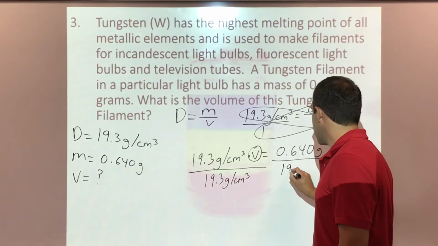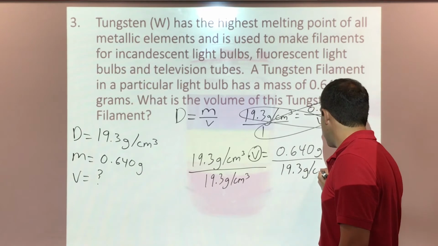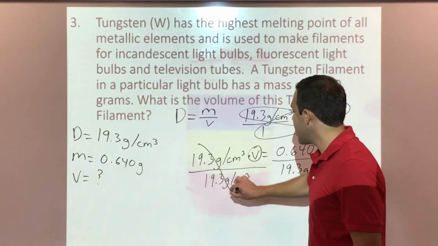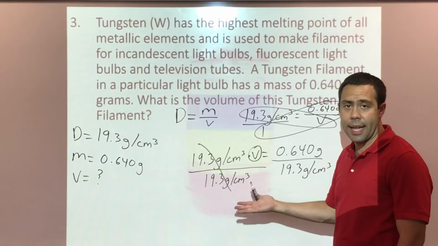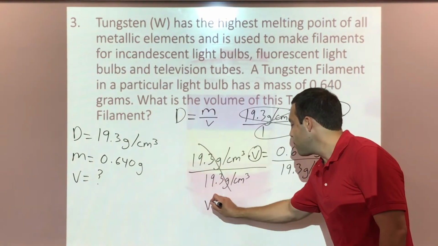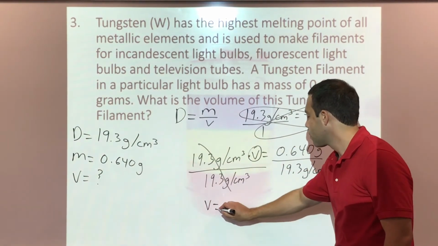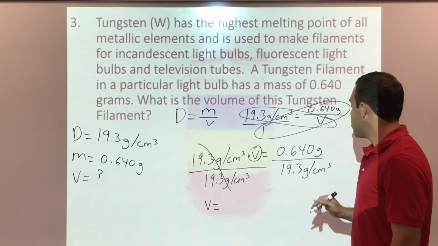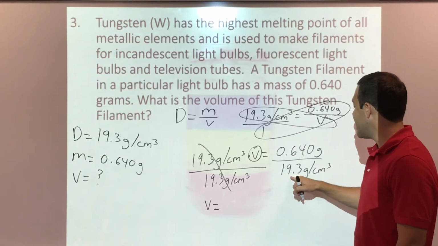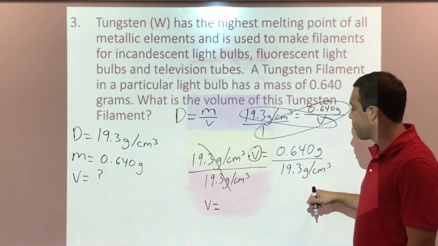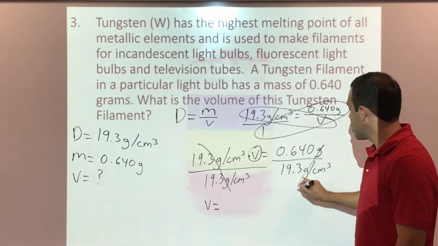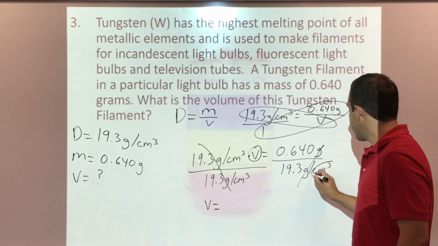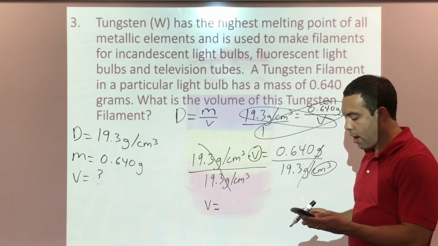Divide by 19.3 grams per cubic centimeter. On the left side, the 19.3 grams per cubic centimeter cancel out. So we're left with volume equals 0.640 grams divided by 19.3 grams per cubic centimeter. The units cancel out, grams and grams cancel out. We're left with the unit of cubic centimeters, which is perfect because we're trying to find volume.